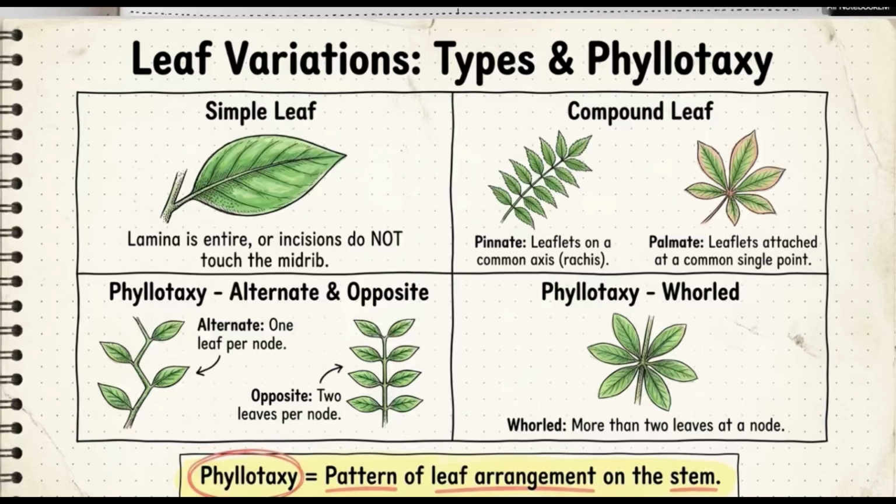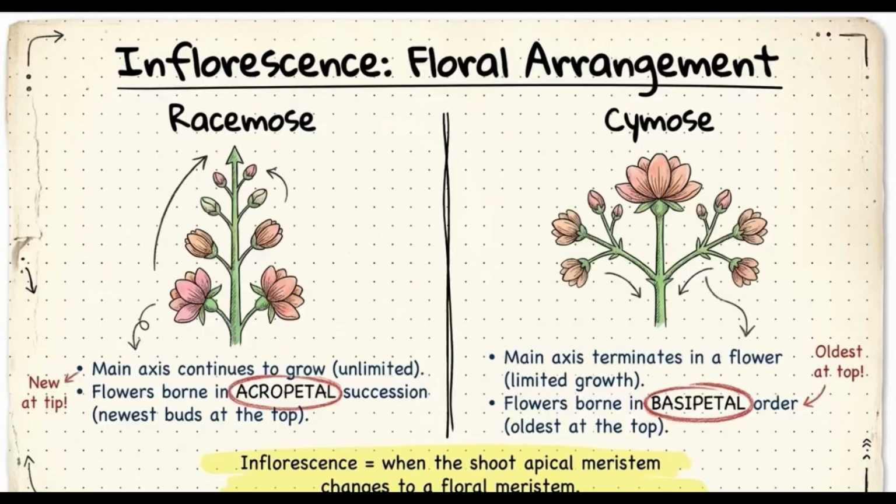But eventually, once the plant has gathered enough solar energy, its primary objective shifts. It's time to reproduce. Exactly. It has enough resources, and it is time to secure the next generation. The shoot apical meristem, the growing tip, undergoes a dramatic transformation into a floral meristem. The plant is preparing to bloom. Yes. Which brings us to the arrangement of the flowers, known as the inflorescence.